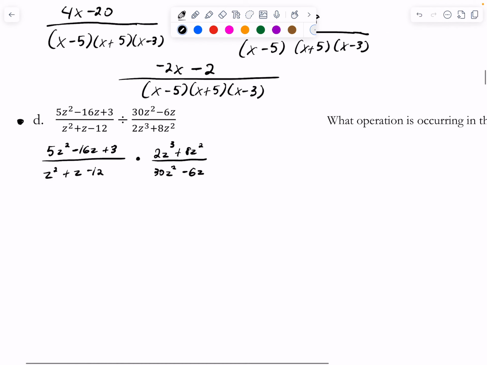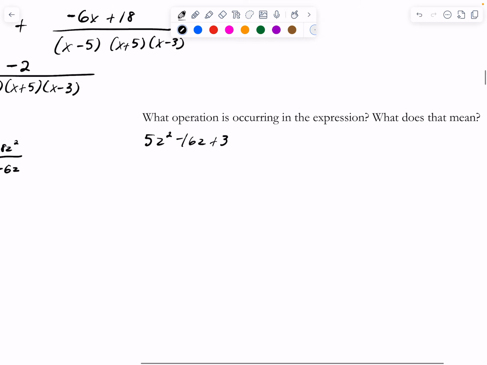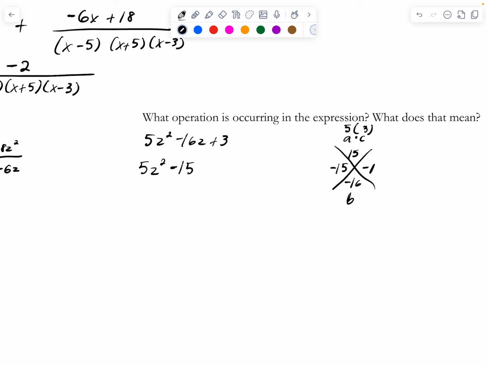I'm going to take a moment to factor this one to the side here. So 5z squared minus 16z plus 3. This one is going to be a little tricky because a is not 1. So a times c that adds to b. So 5 times 3 is 15, that adds to negative 16. So I'm going to use negative 15 and negative 1. So expanding the middle to be minus 15z minus 1z plus 3.